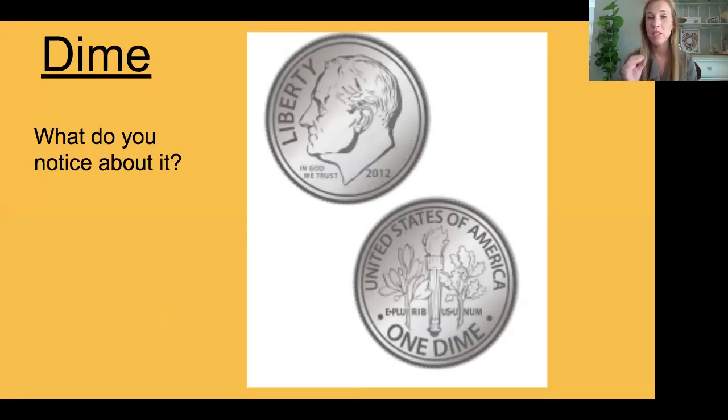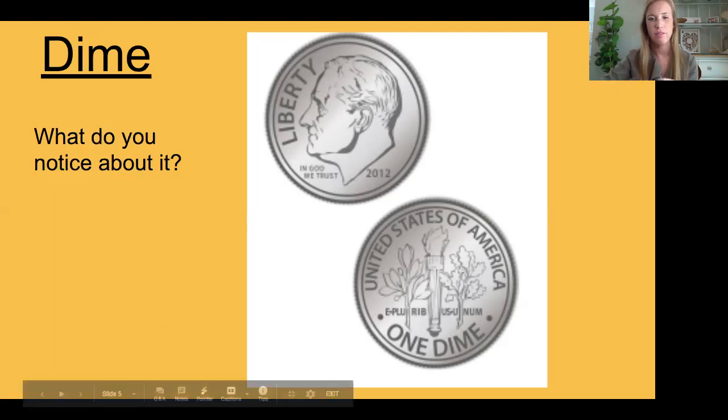I noticed that the dime is very small, it's light. I noticed that the dime has these rigid edges on it. I don't know if you can see that in the camera, but the edges are kind of more rigid. They're not smooth. I also noticed we have Roosevelt on the front of the coin. He was a president as well. And then on the back, we have an olive branch, which symbolizes peace. So very special coin, 10 cents is what it's worth.